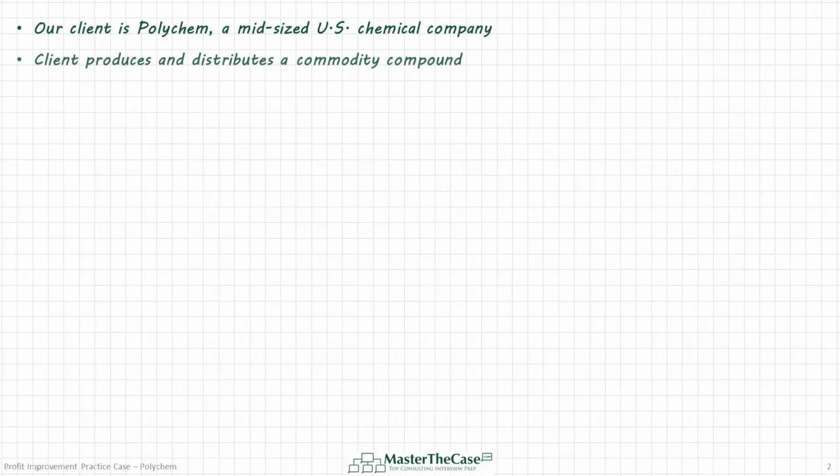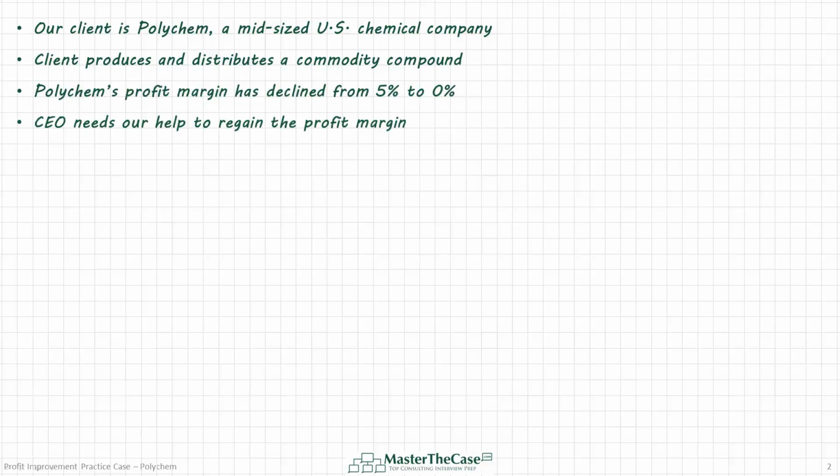Our client is Polychem, a mid-sized U.S. chemical company. The client produces and distributes a commodity compound. Polychem's profit margin has declined from 5% to 0%, and the CEO needs our help to regain the profit margin. How can you help the client?